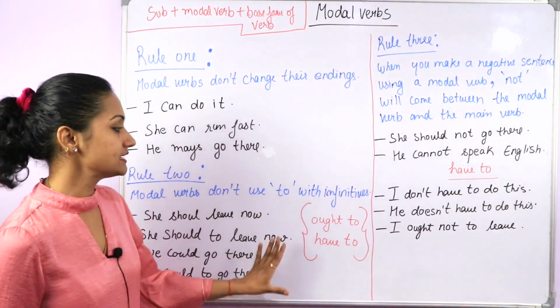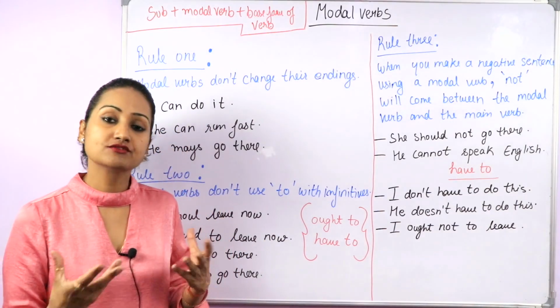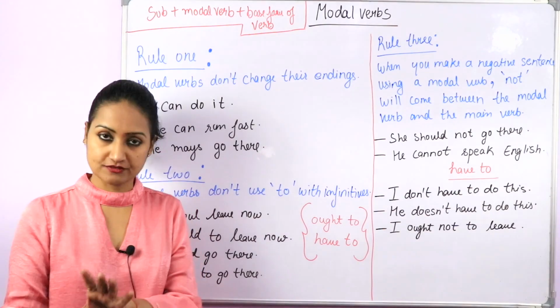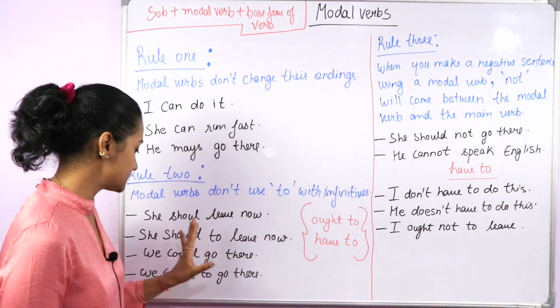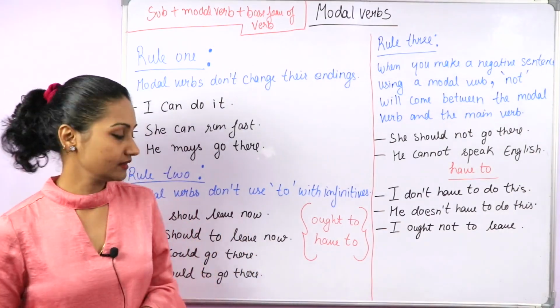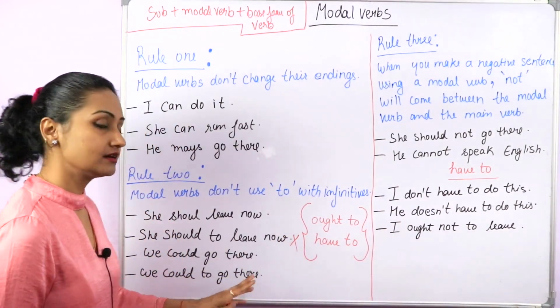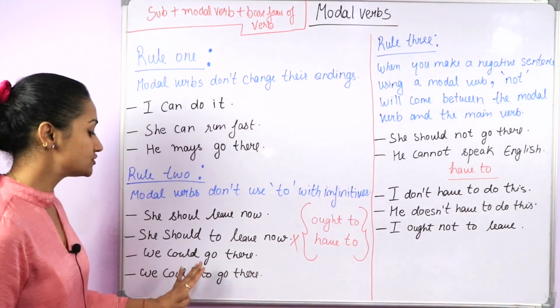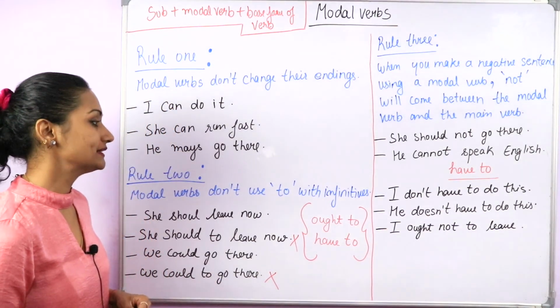So this is the area where most of the students make mistake. They think that they have to use to with infinitives, but don't do that. She should leave now. This is correct. She should to leave now. That's incorrect. It's an incorrect sentence, okay? We could go there. Correct. We could to go there. It's incorrect. So don't use to with infinitives.